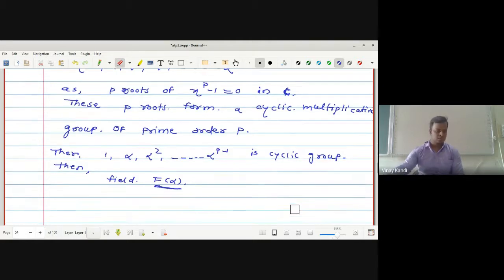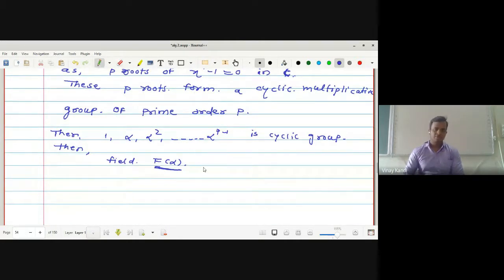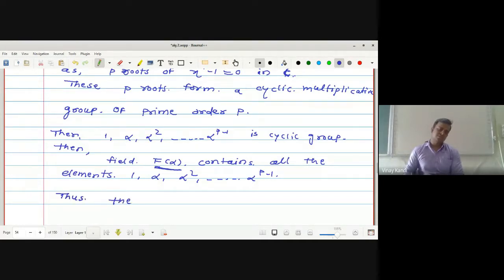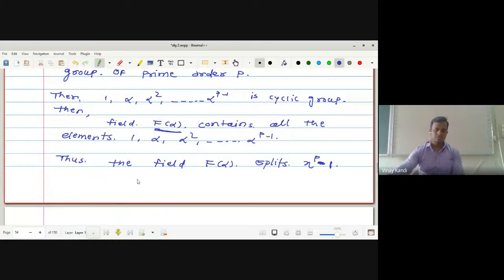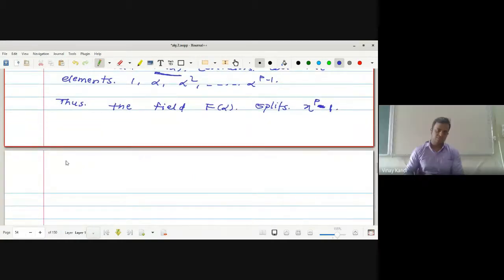So the field F of alpha contains all the elements 1, alpha, alpha square, up to so on, alpha raised to p minus 1. Thus the field F of alpha splits x raised to p minus 1. Any doubt? No, sir.